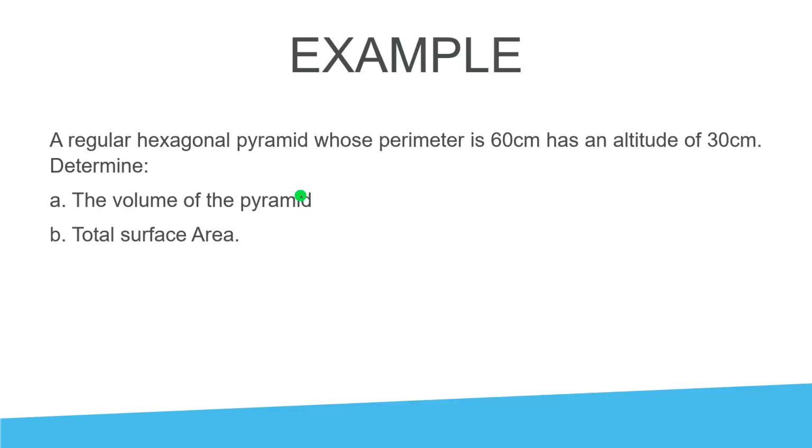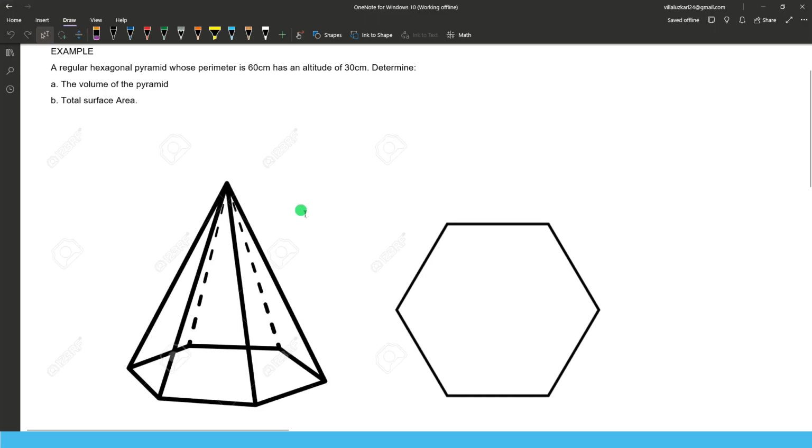The problem is: a regular hexagonal pyramid whose perimeter is 60 centimeters has an altitude of 30 centimeters. Determine the volume of the pyramid and the total surface area. So let's draw that. Here's the figure, a hexagonal pyramid, with an altitude of 30 centimeters and a given perimeter of 60 centimeters.